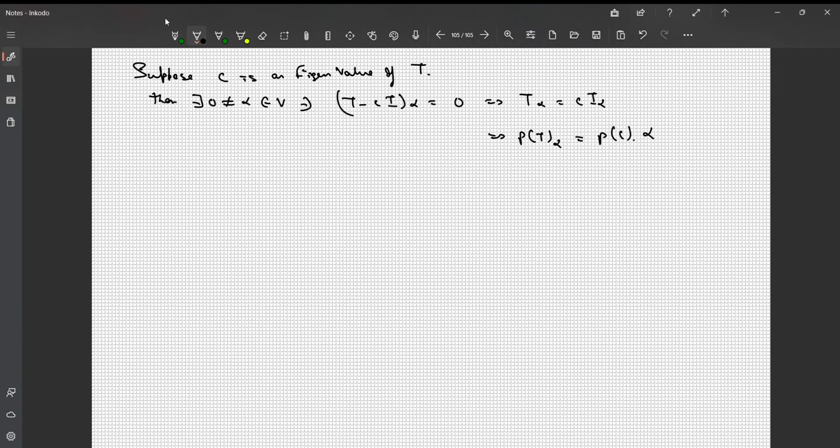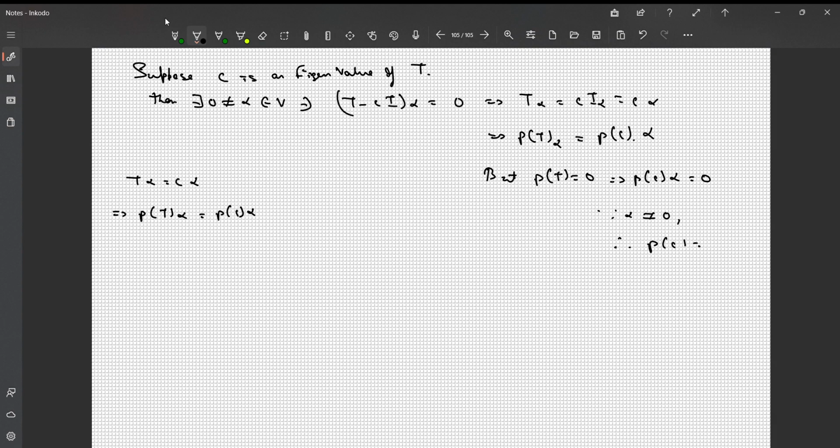So we have proved this fact, right? That if T of alpha is equal to some C times alpha, because Ci of alpha is nothing but C alpha, then that implies P of T of alpha is equal to P of C times alpha. But P of T is equal to 0, so that implies P of C times alpha is equal to 0. Since alpha is non-zero by assumption, therefore P of C is equal to 0. Therefore the eigenvalues are roots of the minimal polynomial, right? Got it?